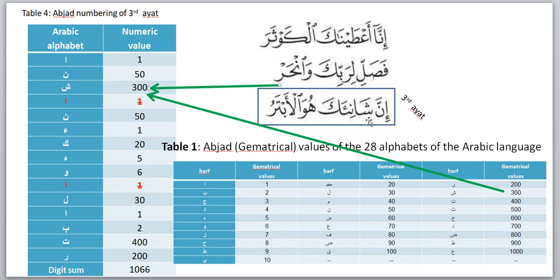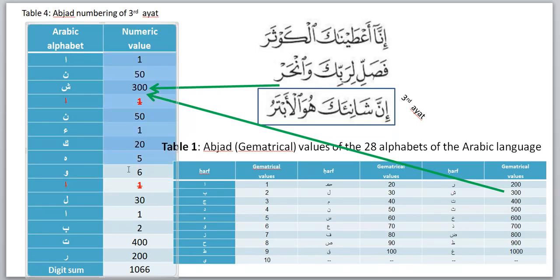Here we see that in inna shani'aka, this alif is not recited. So after shin, this alif is cut. And again, huwal abtar. So after waw, though this alif exists in written form, it is cut from the table as it is not recited in our mouth.